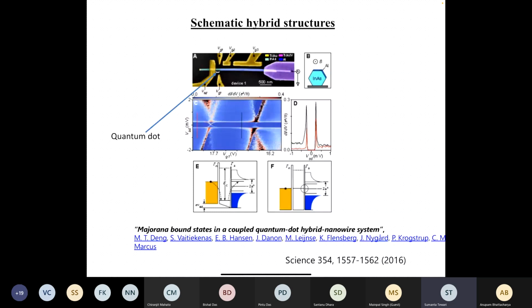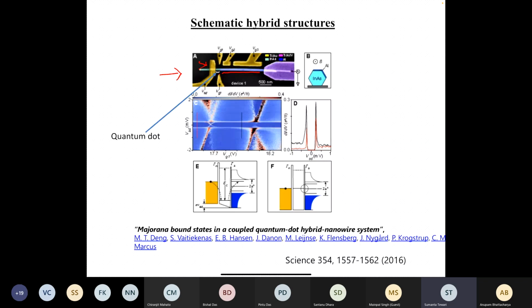If you look at the schematics of the experiments, for instance, here you see that this is the region of the semiconductor that is covered by superconductor. This is the metallic lead, the yellow part. So there is always a region here, given by this white region here, the green but marked as the white. This is the part of the semiconductor which is not covered by the superconductor nor by the metallic lead.